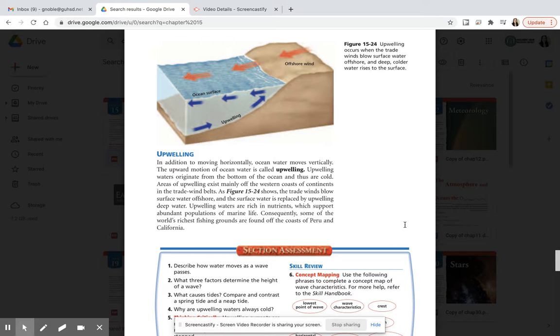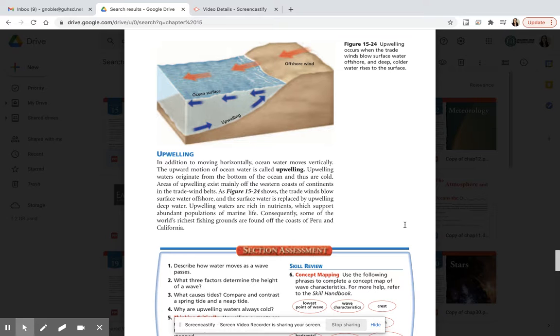Upwelling. In addition to moving horizontally, ocean waters move vertically. The upward motion of ocean water is called upwelling. Upwelling waters originate from the bottom of the ocean and thus are cold. Areas of upwelling exist mainly off the western coasts of continents in the trade wind belts.